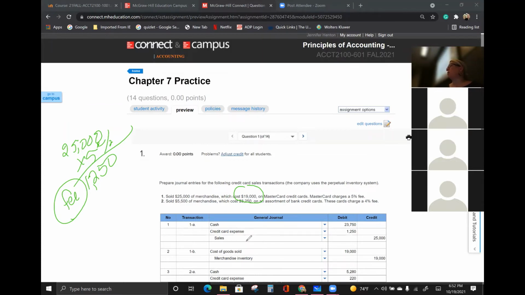So I've just recorded the sale, my cash that I received, the expense for the credit card because I've used the credit card so I don't get all my cash. And then I've booked my sale and I've reduced my inventory. I have my cost of goods now on the books to offset my revenues.